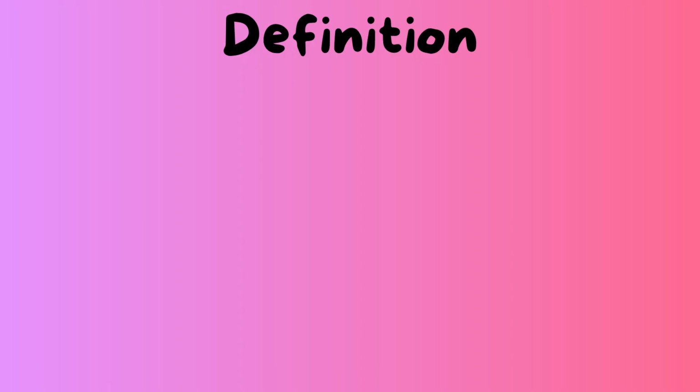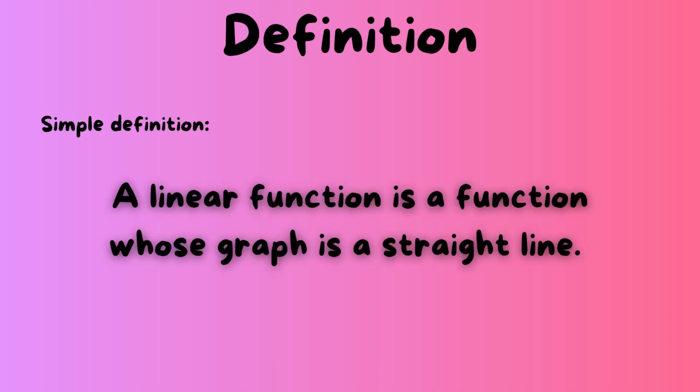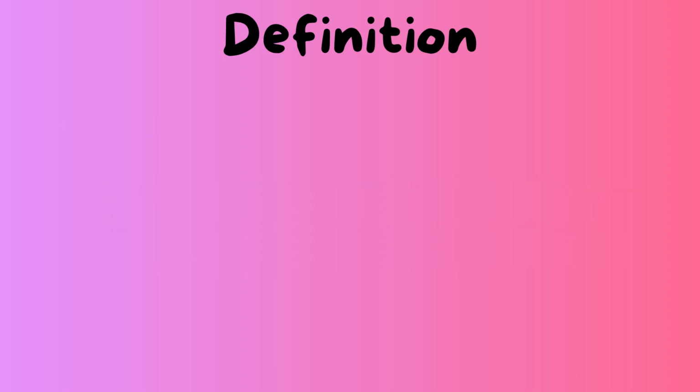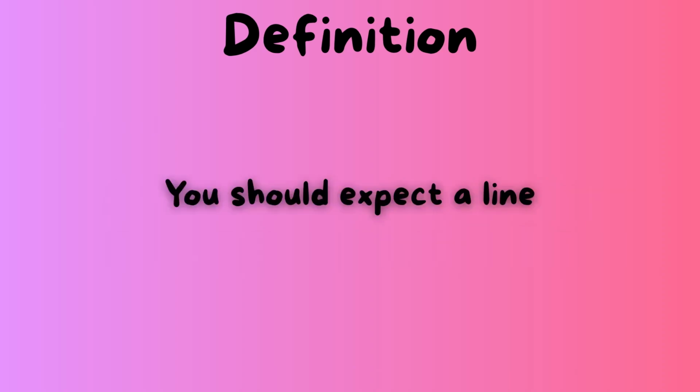Let's start by defining what a linear function is. For now, we'll use a simple definition. A linear function is a function whose graph is a straight line. In fact, that's exactly what the word linear suggests. It comes from the word line. So whenever you graph a linear function, you should expect to see a line.